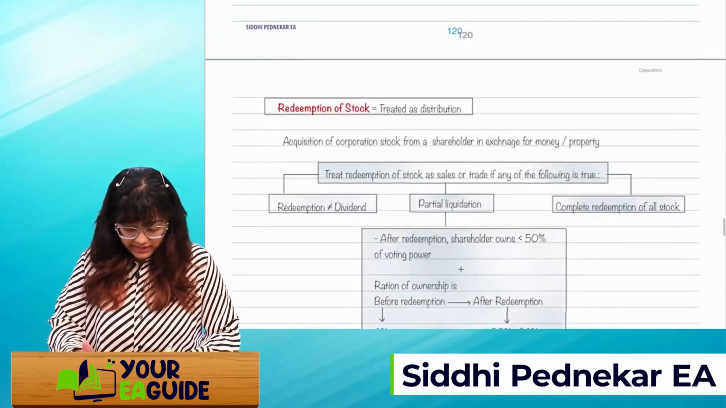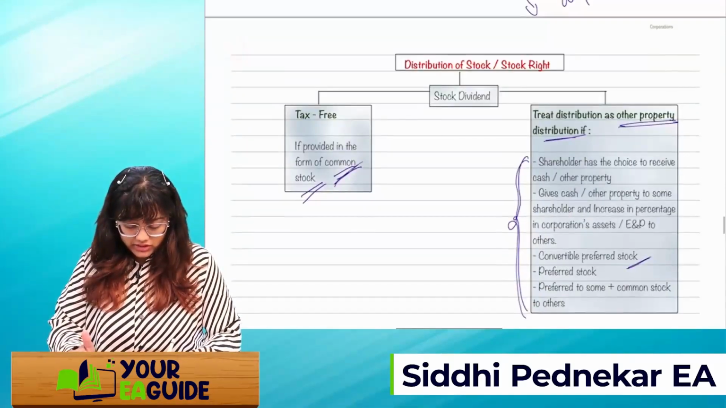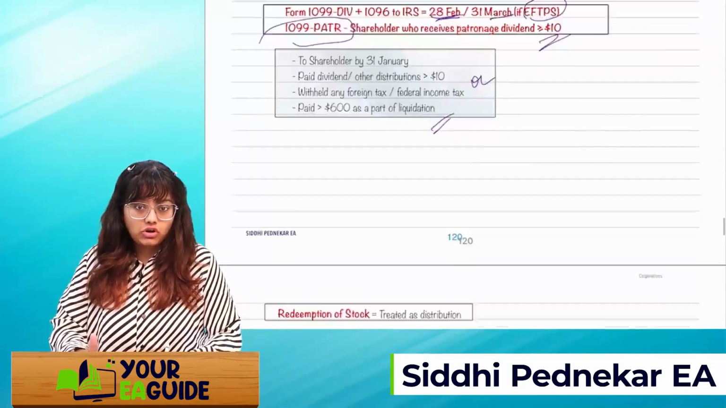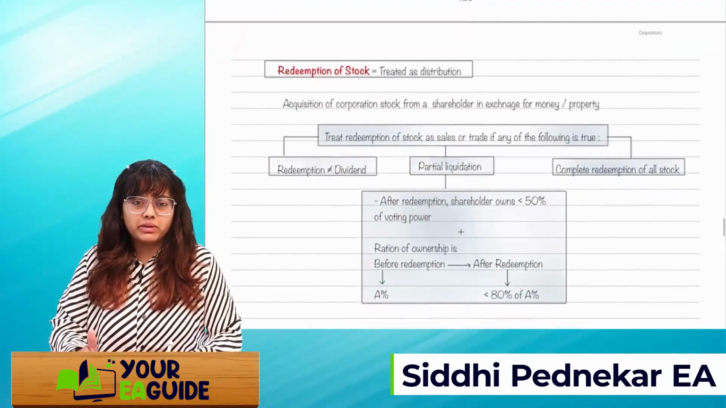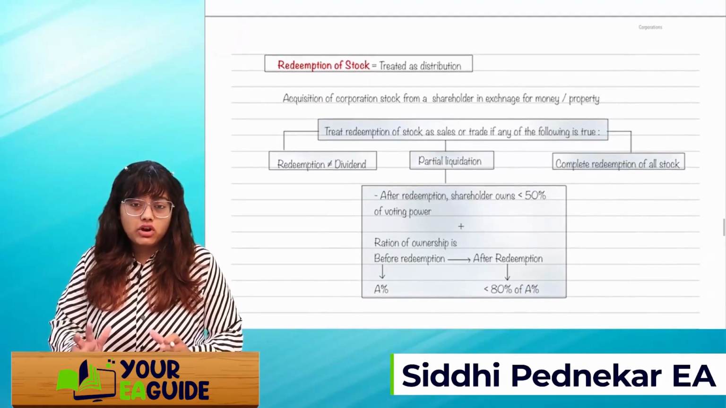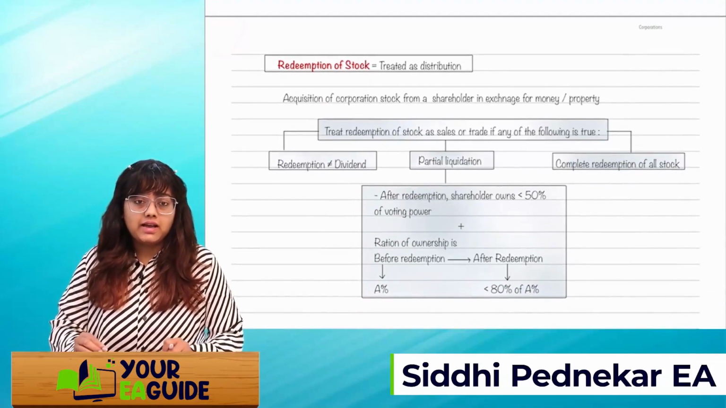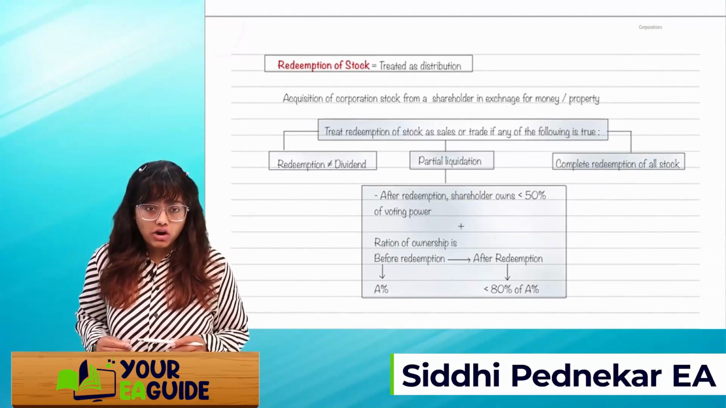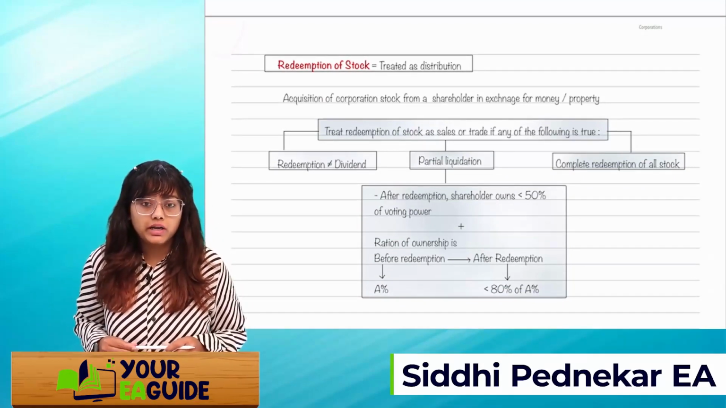Got it, guys? So this was about the distribution of stock or stock rights, deemed distribution we saw. Then we are coming up on the redemption of stock. If the stock has been redeemed, then treat it as a distribution. Okay, acquisition of corporate stock from the shareholder in exchange of money or property.